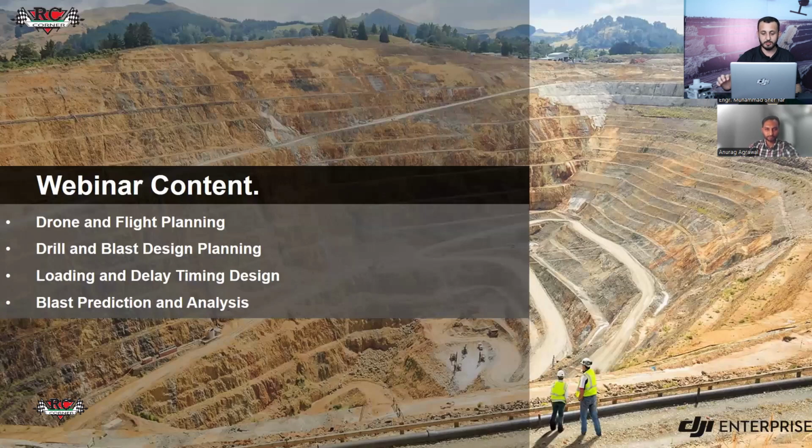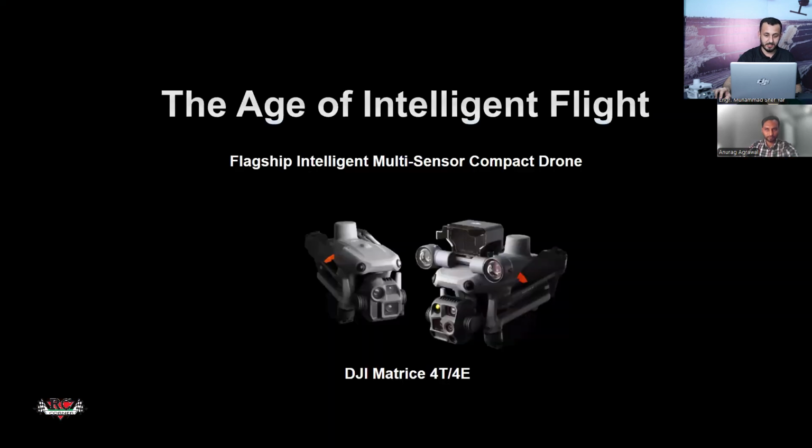Going toward the drone, as this is the era of intelligent flight, we are now introducing the most recent and flagship drone payload, along with different sensors, like Matrice 4T and 4E. The Matrice 4T is specifically designed for public safety, security, and emergency response, and the 4E is an enterprise series specifically designed for 3D modeling and mapping, like in the mining sector and the engineering construction sector.